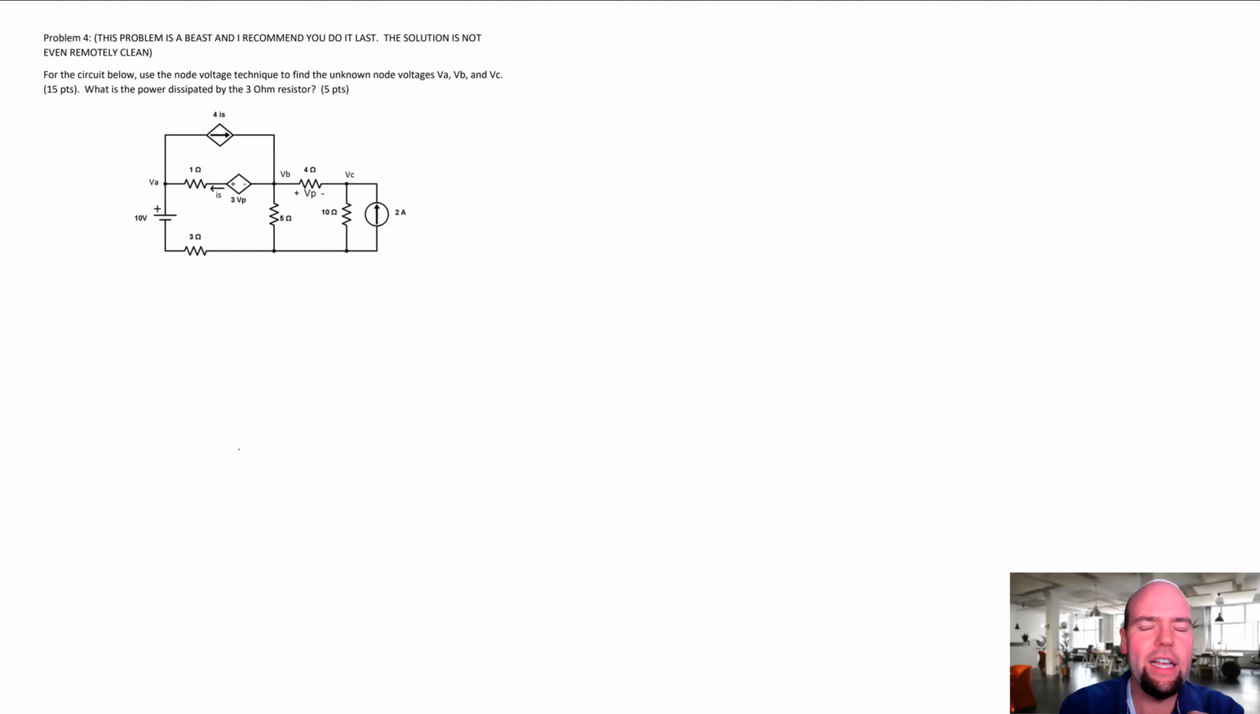Node voltage technique. I label the nodes mostly so it makes it easier to grade these if everybody's using the same labeling conventions. But okay, so this one is obviously going to have to be our reference because it's the only unlabeled essential node. And we're going to have to write equations at VA, and at VB, and at VC. Okay.